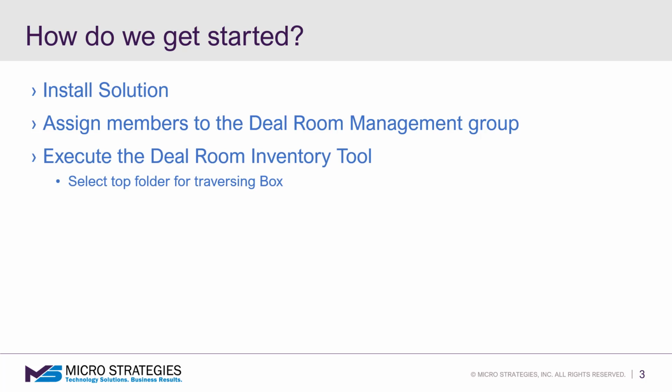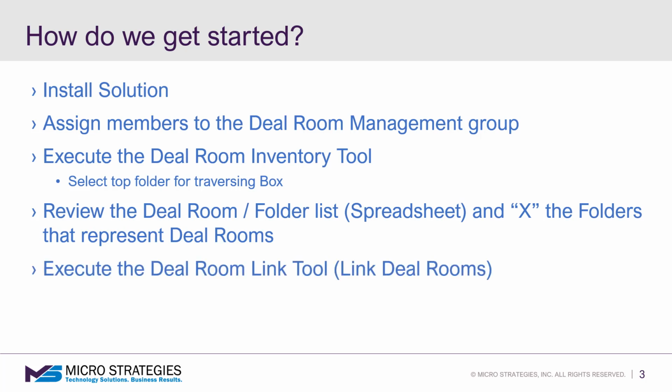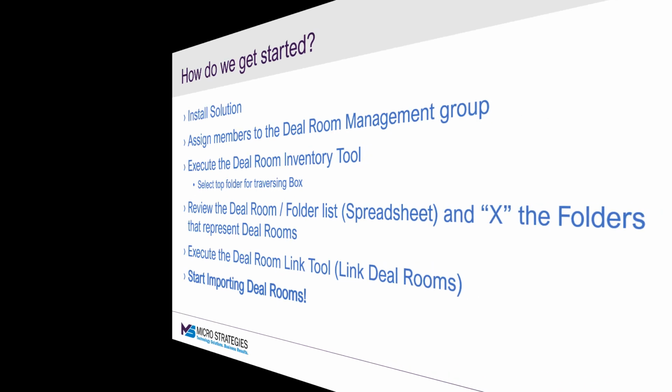What this does is traverse your existing Box folder structure, and depending on your structure, we go 1, 2, or 3 levels deep in our traversal. But that then provides a list of possible deal rooms. Creates a spreadsheet essentially. You take the spreadsheet, you just put an X next to the top level folder of all the deal rooms. All right. And we take that spreadsheet and run the Deal Room Link tool. And all that does is link those identified folders as deal rooms. You're all set. Now it's time to start importing deal rooms.